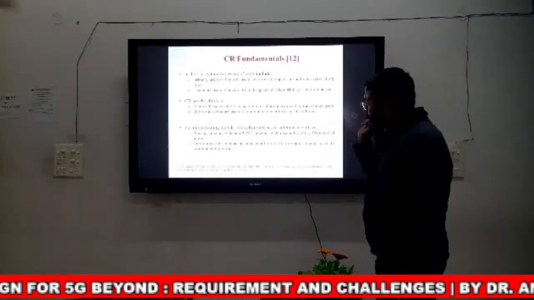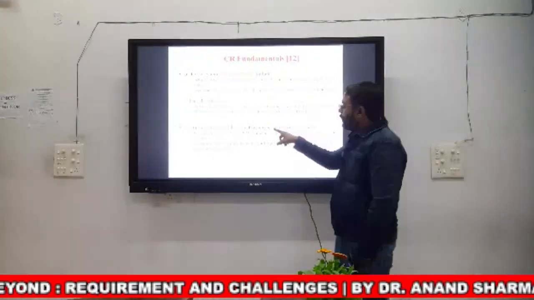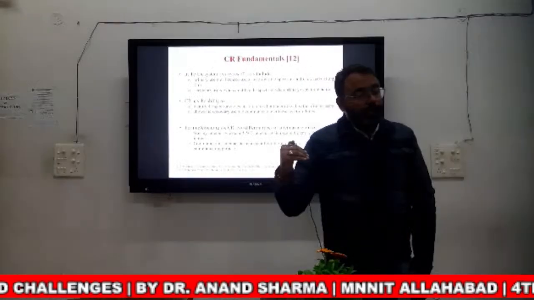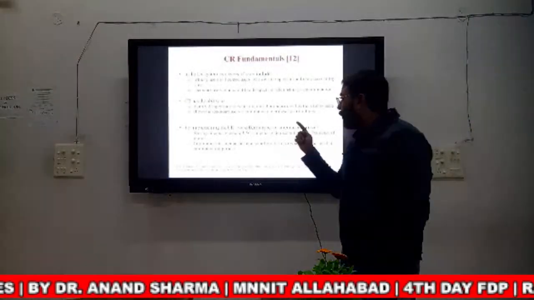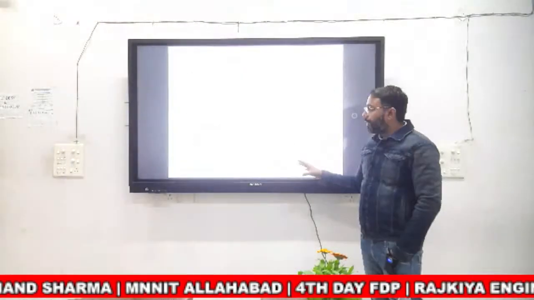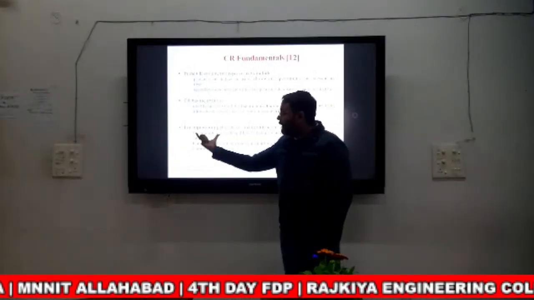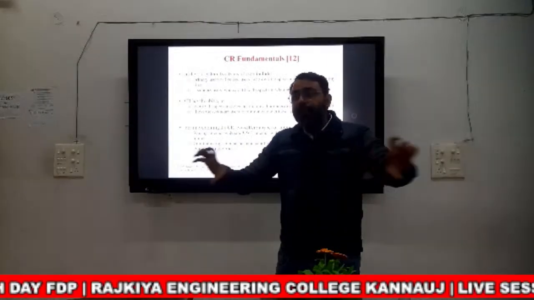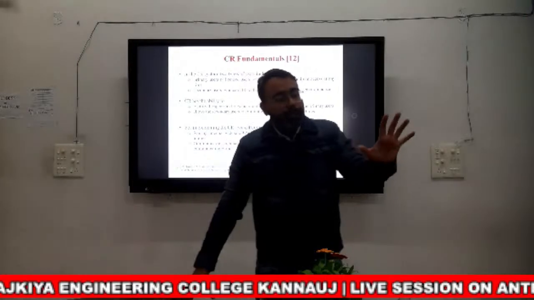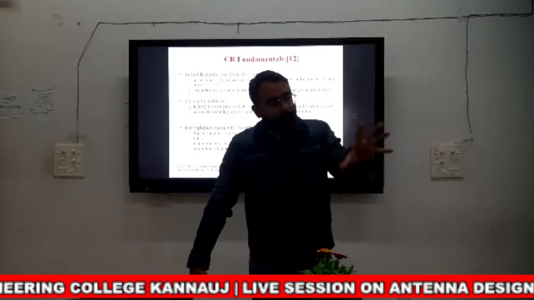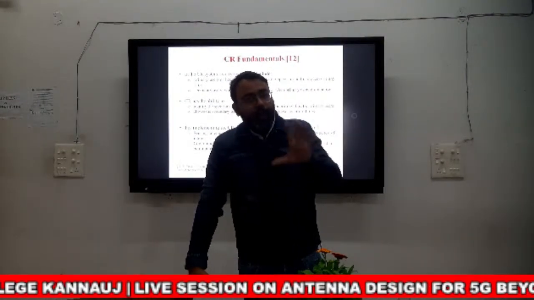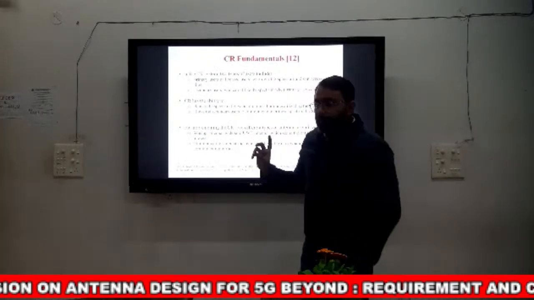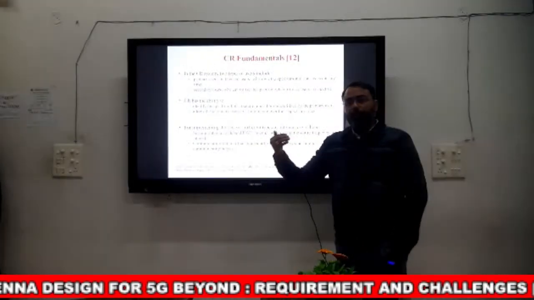Second thing is, how can we design an antenna for CR? If you want to design an antenna for cognitive radio, then first you have to design a sensing antenna, that is a wideband antenna. It is used to sense which part of the spectrum is idle or which part is utilized by the primary user. And the second one is a communicating antenna, which is used for the communication purpose.